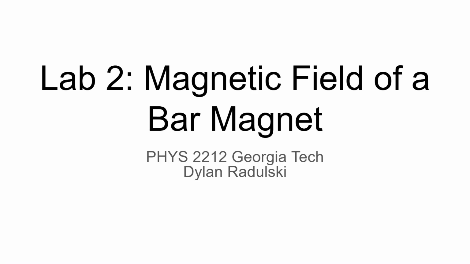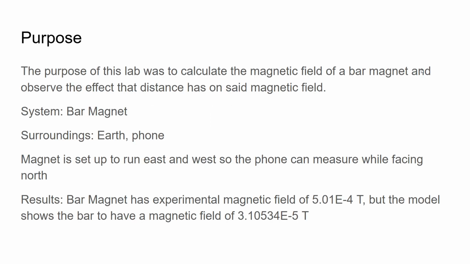Hello, my name is Dylan Radulski, and this is Lab 2, Magnetic Field of a Bar Magnet, for Physics 2212 at Georgia Tech. The purpose of this lab was to calculate the magnetic field of a bar magnet and observe the effect that distance had on said magnetic field.